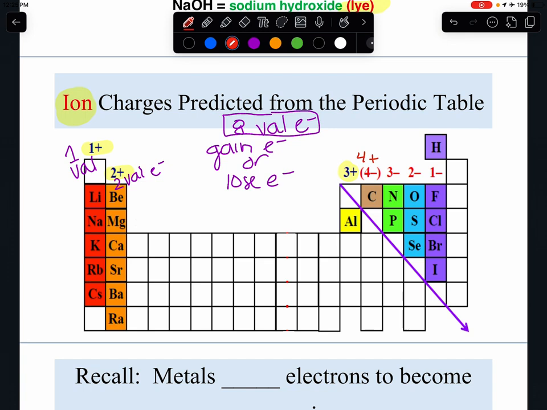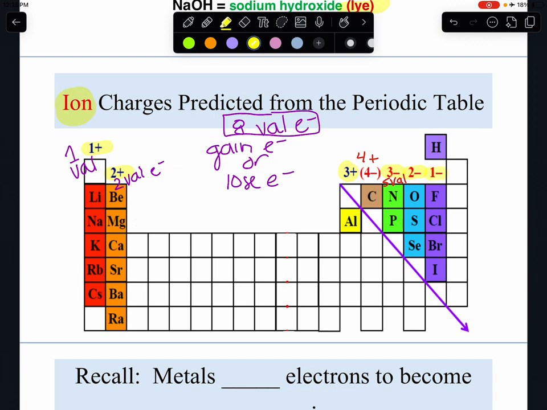Now, anything in group 15 has 5 valence, and again, the less energy option is to gain 3 electrons to get to 8. So therefore, anything in group 15 has a -3 charge. Anything in the oxygen or group 16 has a -2. It's better to gain 2 electrons than to lose all 6 of them. And then anything in what we call the halogen group has a -1 charge.